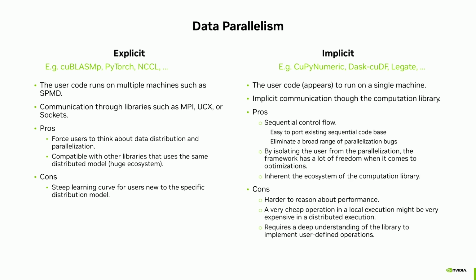Now the downside is that it's hard to reason about performance because it's not explicit, so you might not know what's going on behind the scenes in the library. And similarly, you might do some operations that seem to be working fine on a single GPU, but when you're scaling up, the performance degrades more than you would expect.